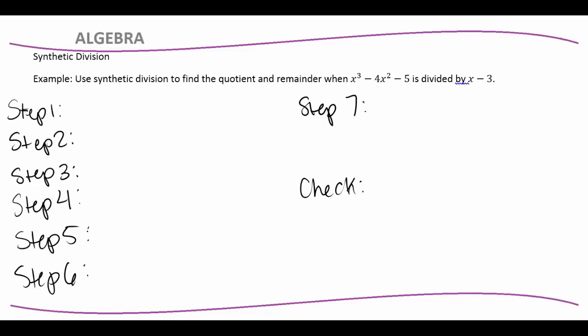Today we're going to talk about synthetic division. The process of synthetic division arises from rewriting the long division in a more compact form using simpler notation. Let's go through an example step by step.